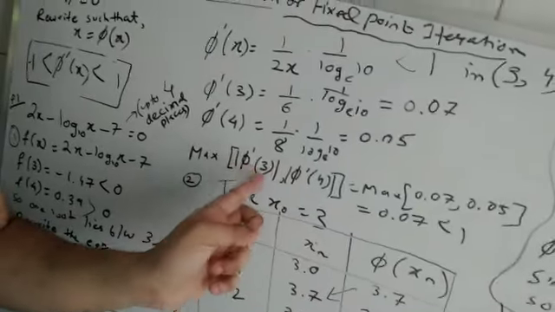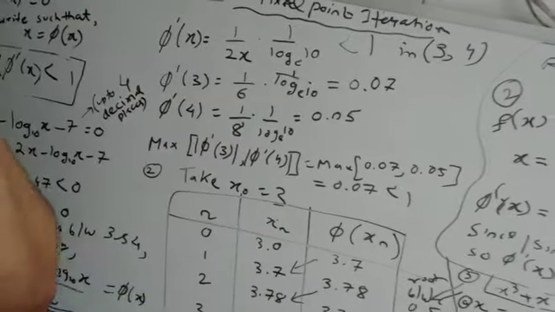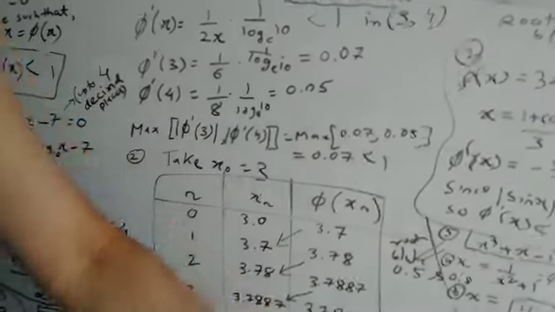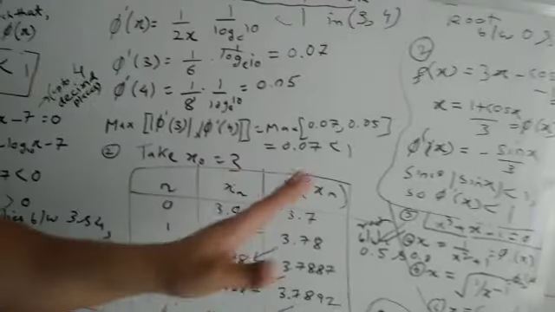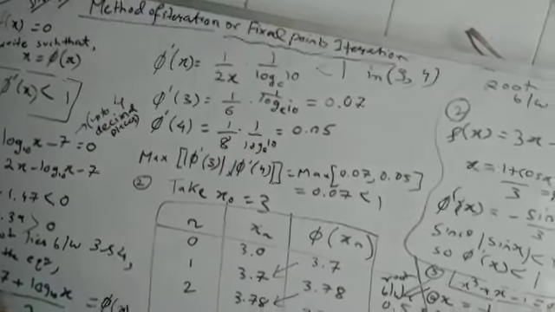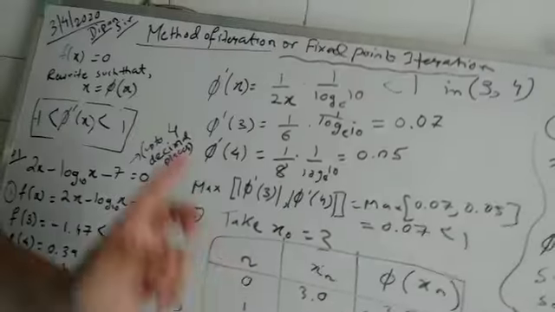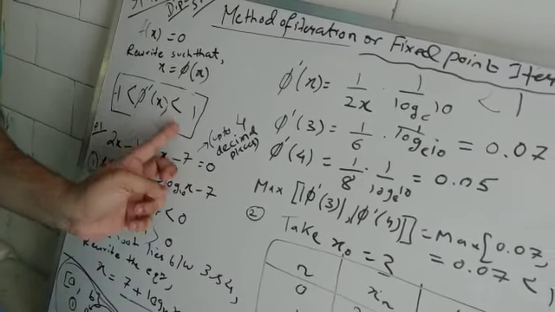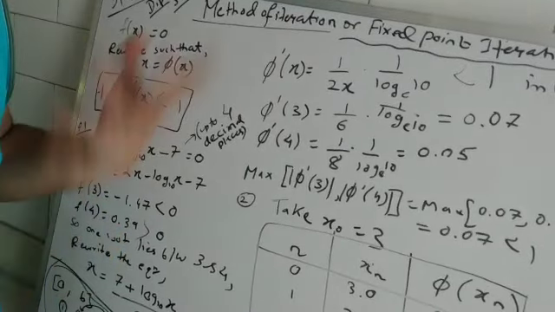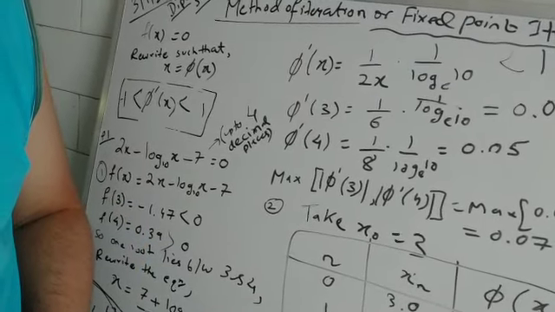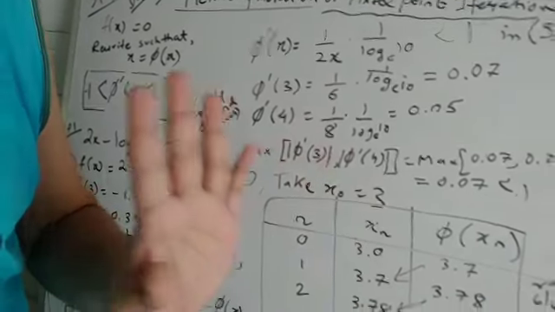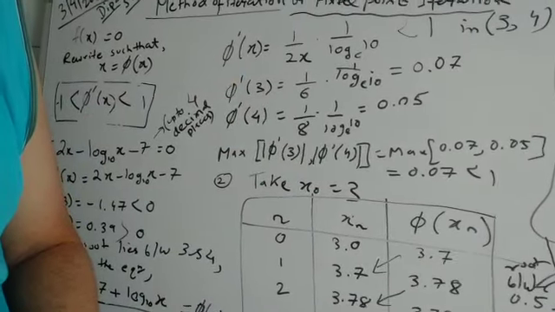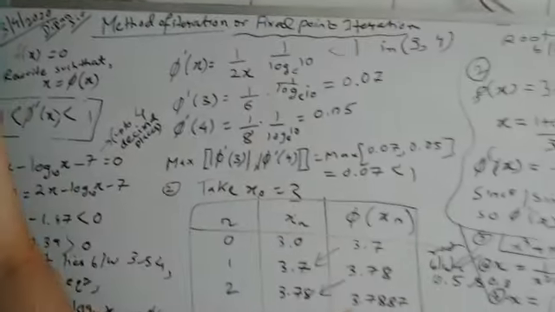The process is the same. You need to choose the maximum and see whether it is less than 1. Then the process remains the same. Same process, no need to worry. So this is your method of iteration, or fixed point iteration. Remember the condition, they will ask it as an MCQ question. Many times we have seen such questions in the university. So mod phi dash x should be less than 1. This much you need to remember. And if they give you any problem, you need to solve it in this way.